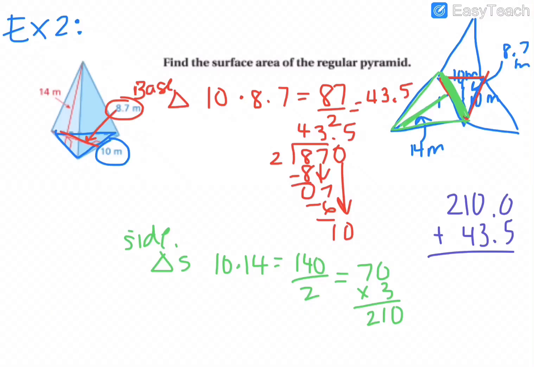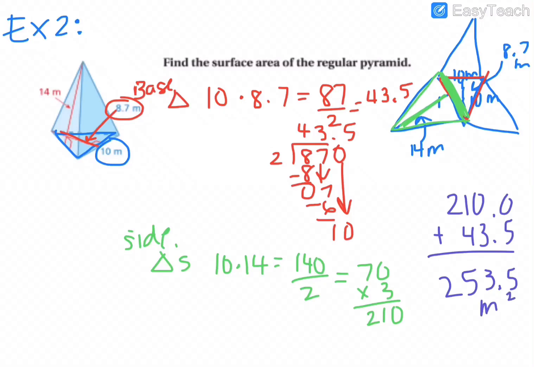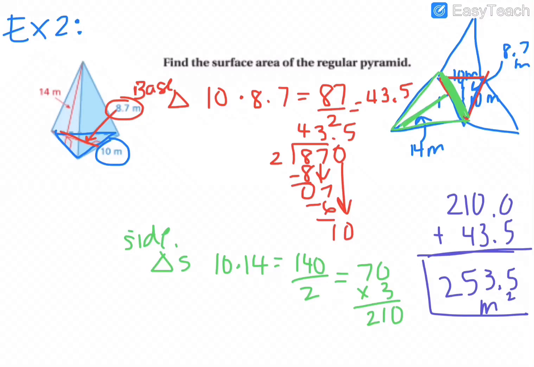Fill in your place value, and you get 253 5/10 meters squared. Don't forget we're measuring in meters squared since we are talking about the area of all of these faces. Okay.